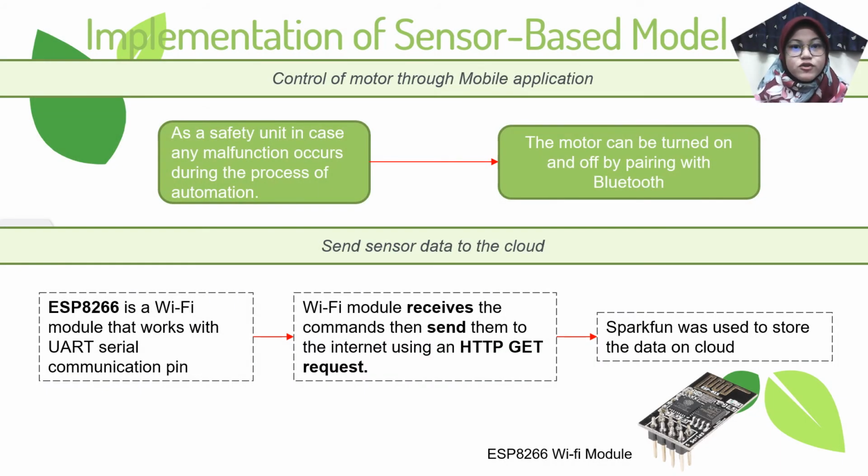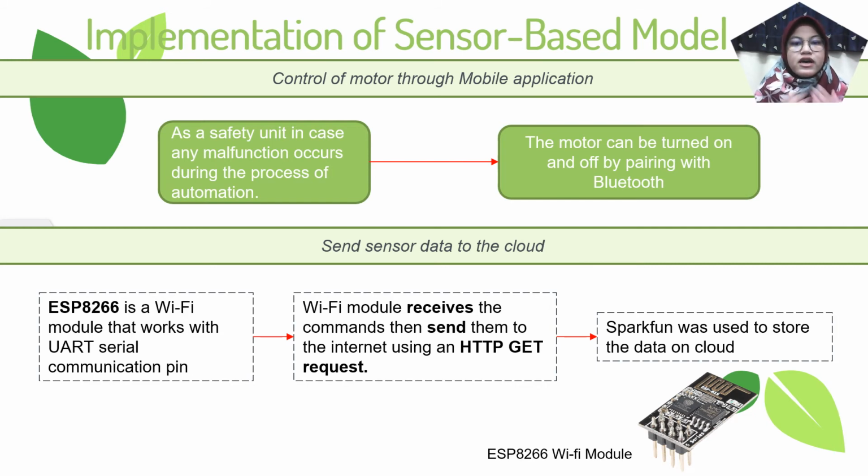Next, control of the motor through the mobile application. It is one of the safety units in case any malfunction occurs during the process of automation. So the motor can be turned on and off by pairing with the Bluetooth.